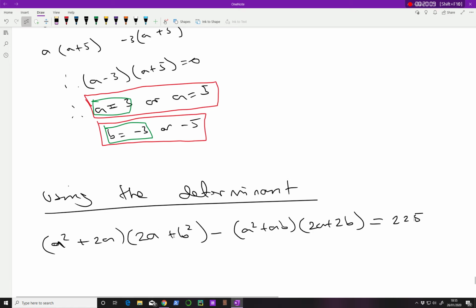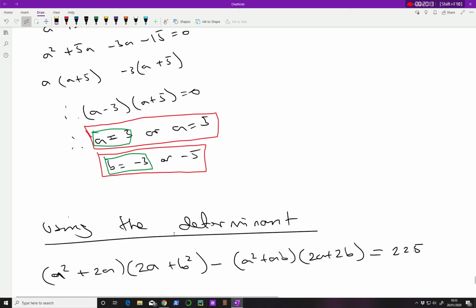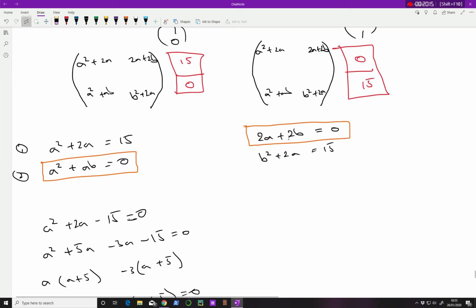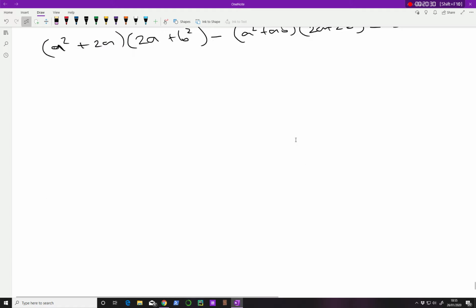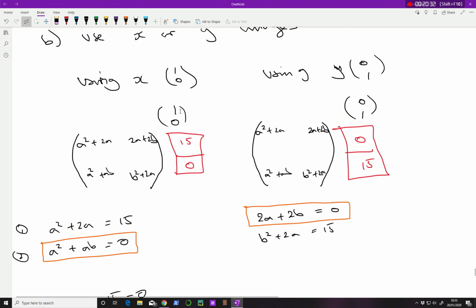Okay. Now, we've still got too many unknowns here, a and b. We can only solve for one at a time. So let's come back here. These orange boxed ones still hold true. Either 2a plus 2b equals 0 or a squared plus ab equals 0. Either one is fine. I'm going to go with 2a plus 2b equals 0. This comes from the fact that when you do the transformation on the images, one of them is going to equal 0. That's just a fact of the mathematics.